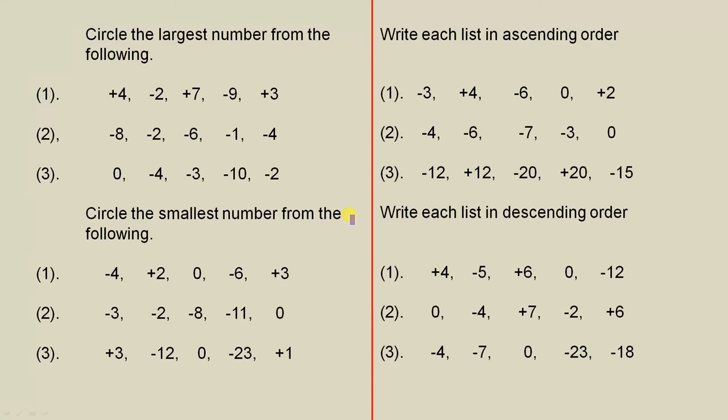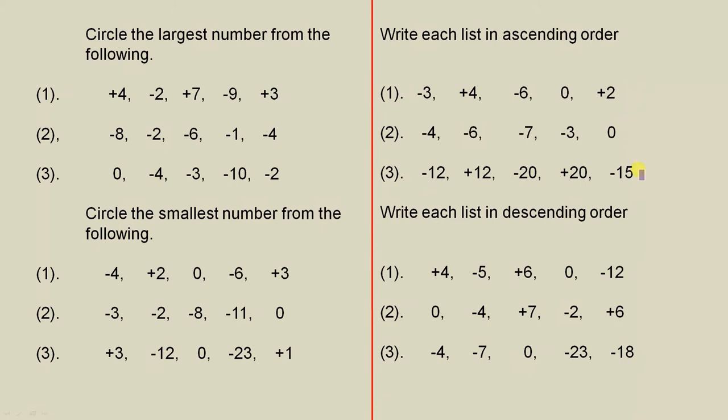Circle the smallest number from the following. So here are three separate lists here. So you've got 5 numbers in each list. So the smallest number on the number line for each of these lists is the one to the left of all the others.